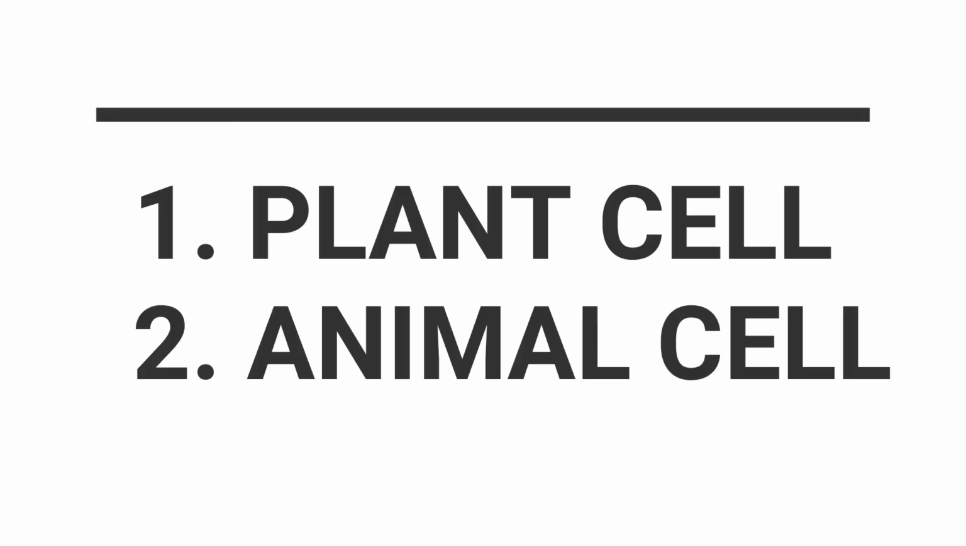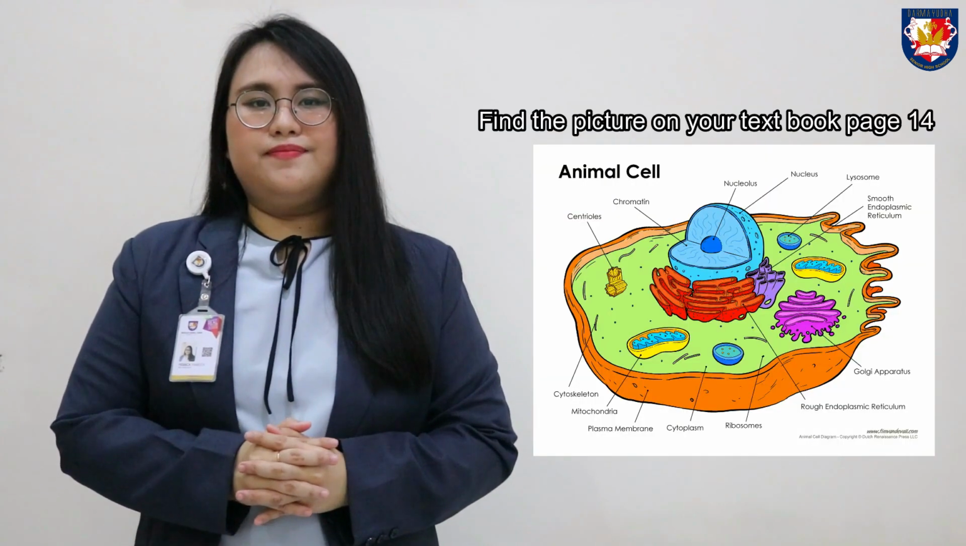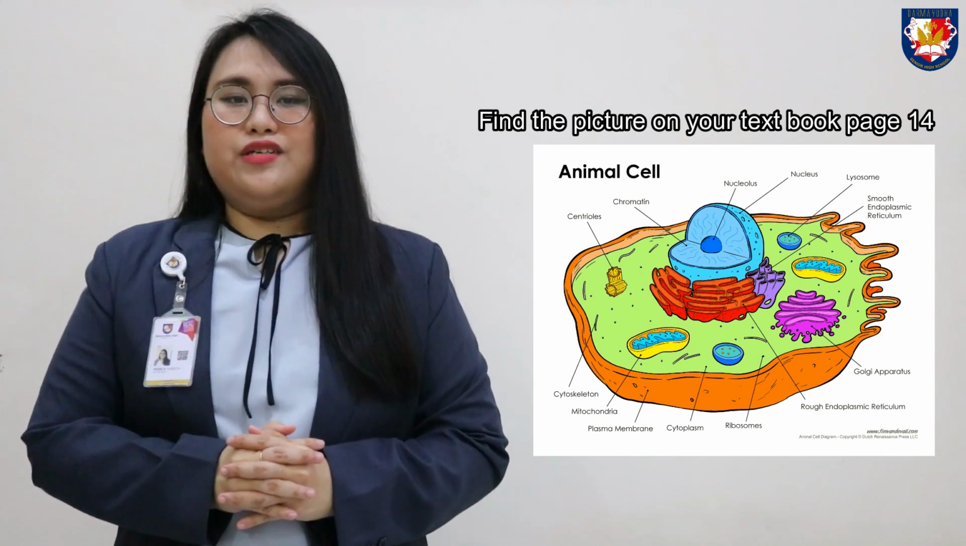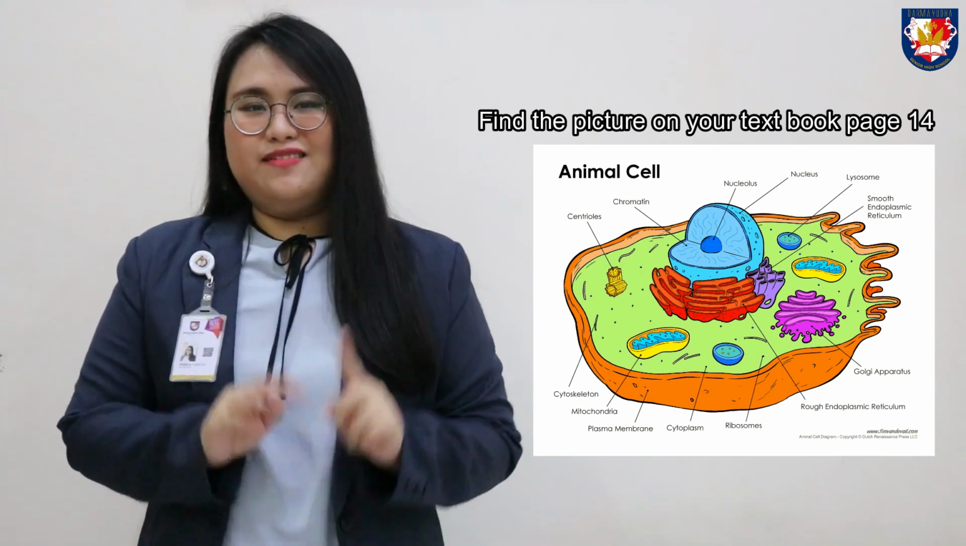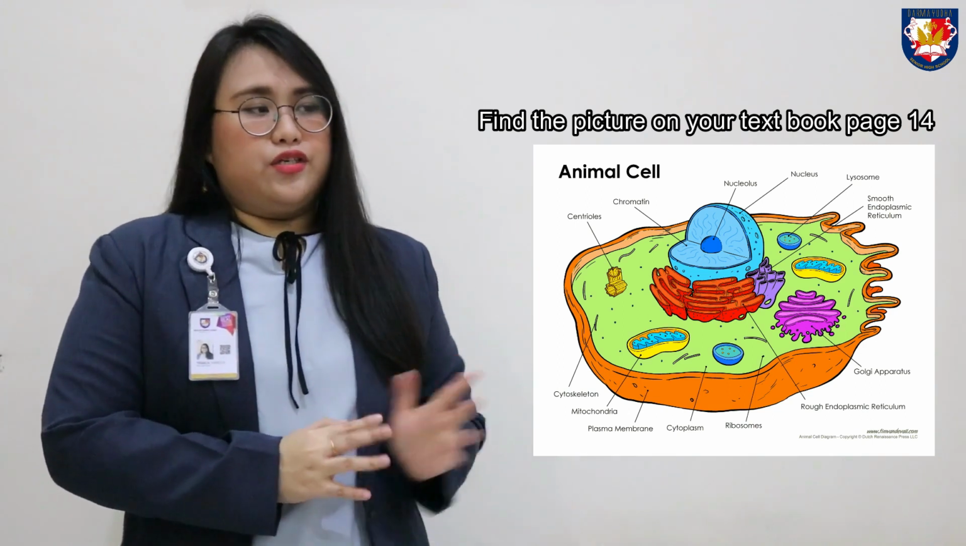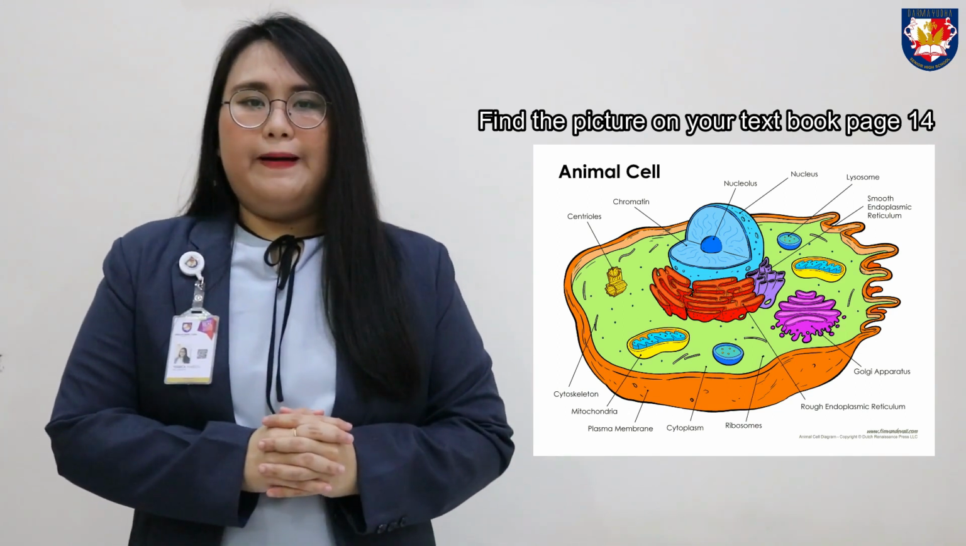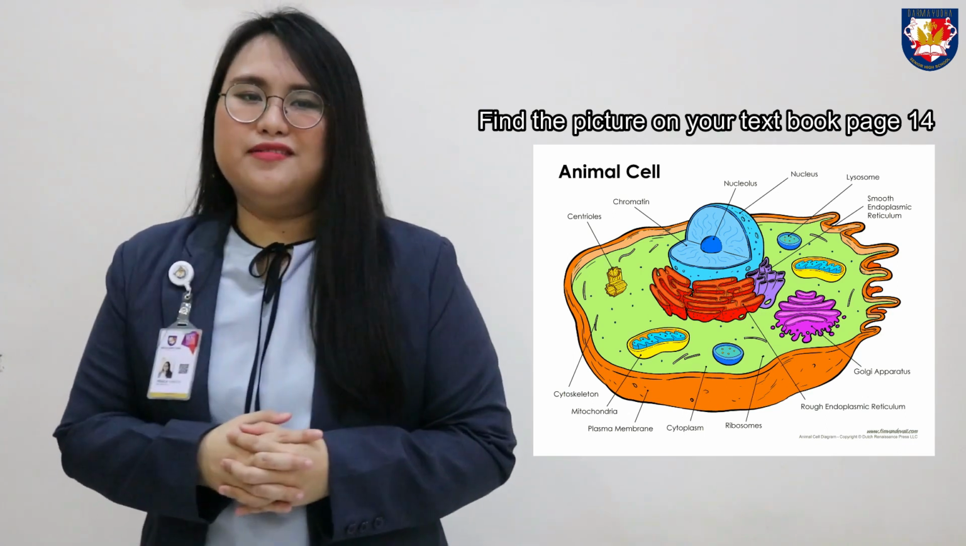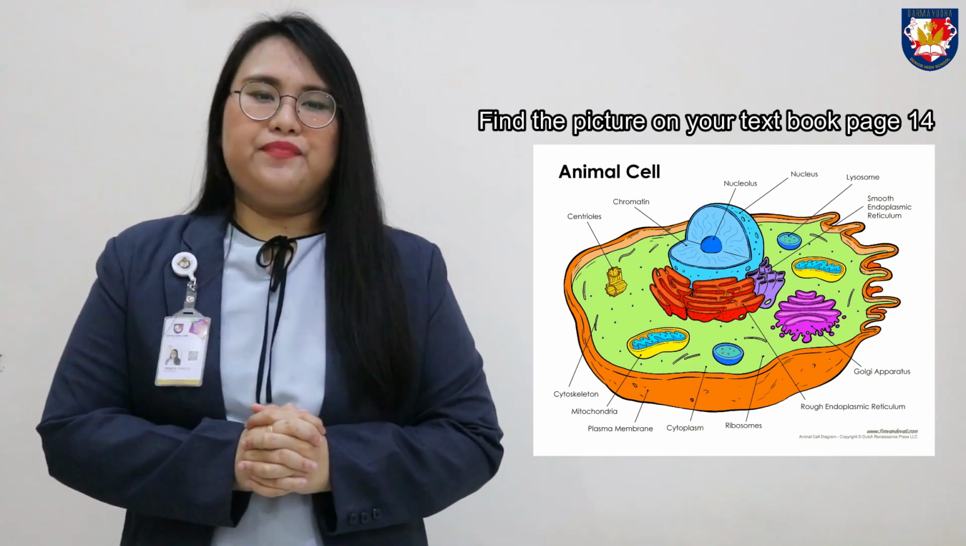Cells are divided into two types, plant cells and animal cells. Now we are going to take a look at animal cells. This is the picture of animal cells, and you can find it in your textbook, page 14. Page 14, everyone. In this picture, you can see some organelles of the cell, right? Let's look from the outer side to the inner side.